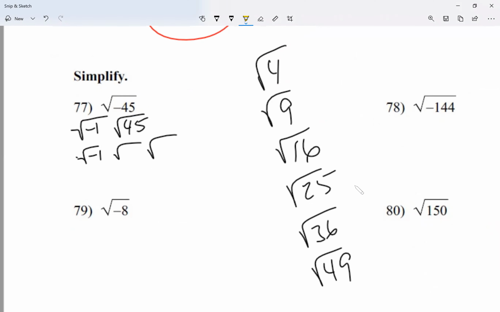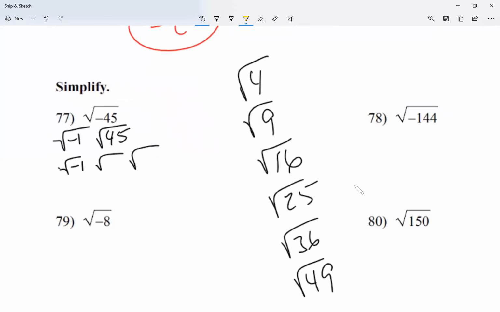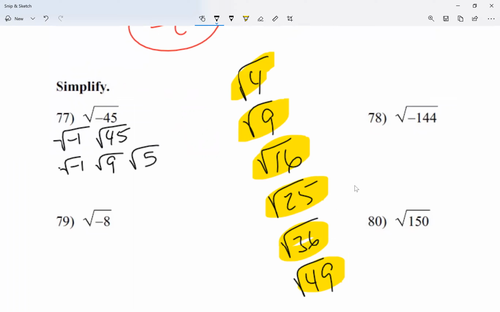What do I mean by perfect square? It has to be either 4, 9, 16, 25, 36, 49. So it's not just any 2 numbers. One of them has to be a perfect square. So I cannot go 3 times 15, right? Because neither the 3 nor the 15 are perfect squares. But I can go 9 times 5 because one of them is a perfect square.